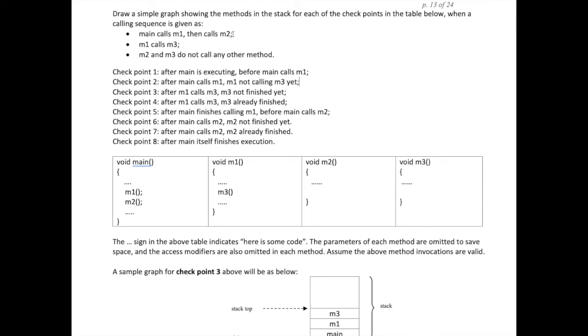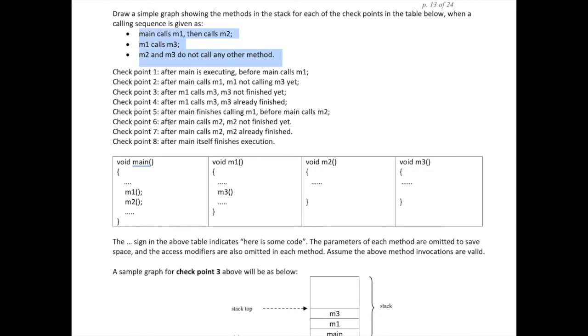The first thing we have to do is understand what it's wanting us to illustrate. So it's wanting a simple graph showing the methods in the stack for each of the checkpoints. So there's a whole bunch of checkpoints listed down here. There is a description of what's happening in the program. So main calls M1, then calls M2. M1 calls M3. M2 and M3 do not call any other method.